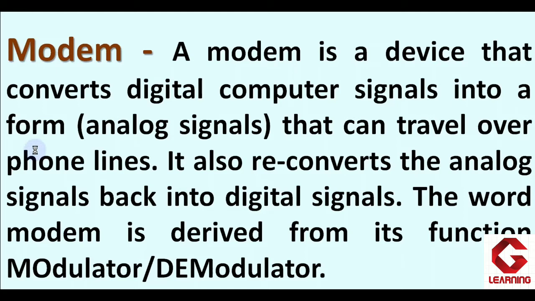In the last line you can see two words, modulator and demodulator, and from these two words this device got the name modem. From modulator the first two alphabets are taken, and from demodulator the first three alphabets are taken, and from these five letters this device got the name modem. The modulator's function is to convert digital signal into analog, so conversion of digital to analog signal is called modulation, and conversion from analog to digital signal is called demodulation.